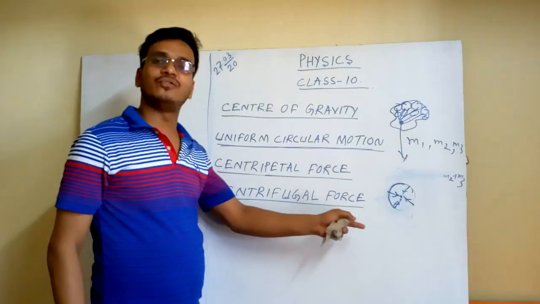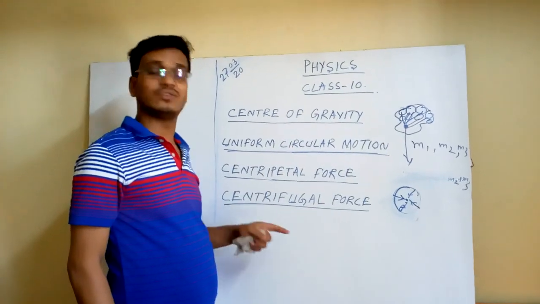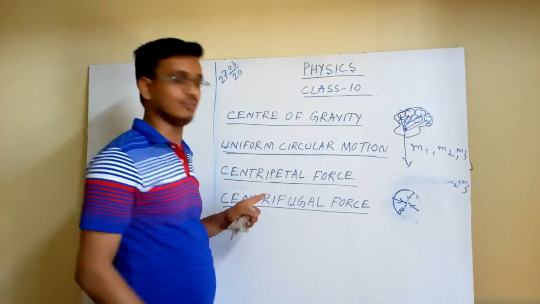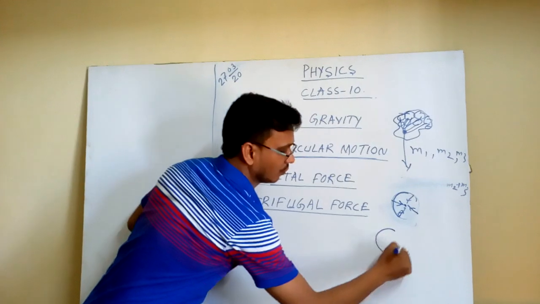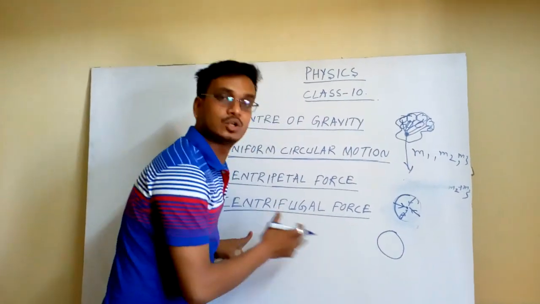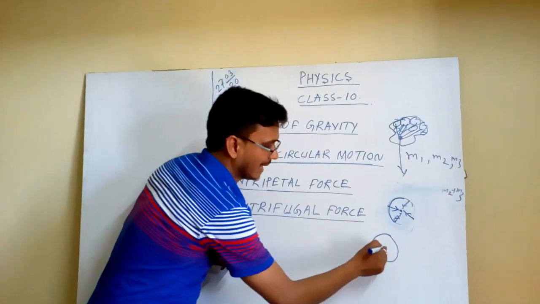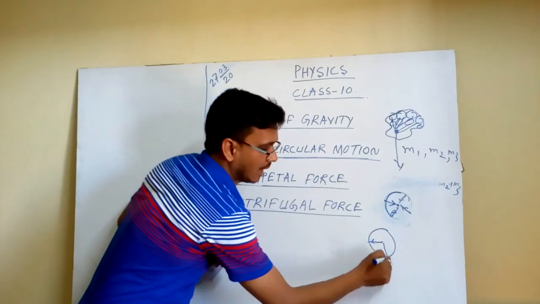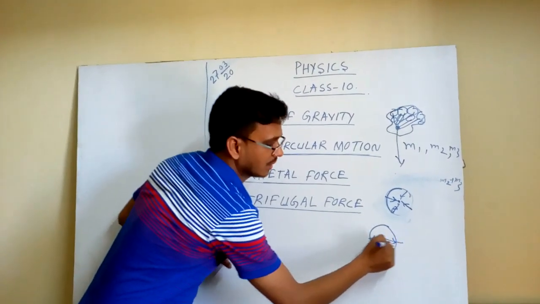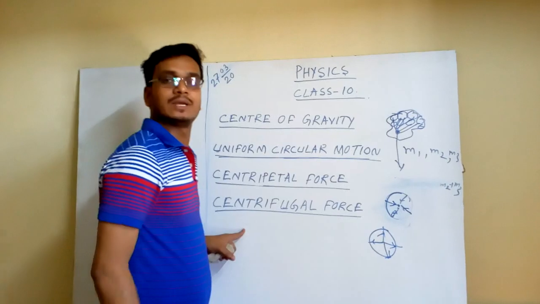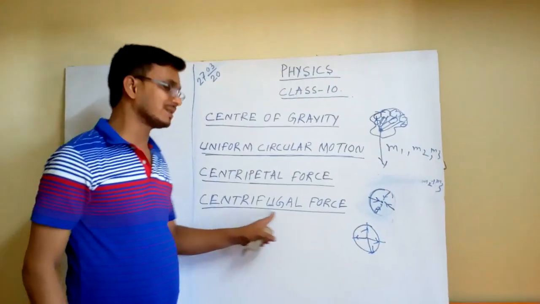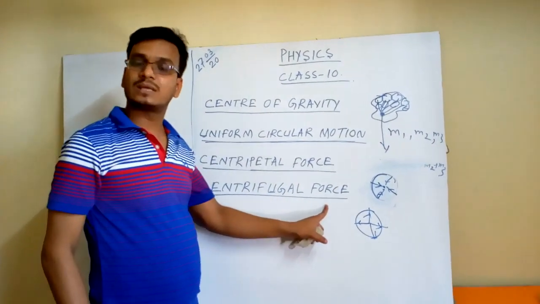Next one is centrifugal force. What is centrifugal force? It's just the opposite of centripetal force. In the case of centrifugal force, the force does not act towards the center. The force acts in the outward direction. The force all the time acts in the outward direction. This type of force is known as centrifugal force.